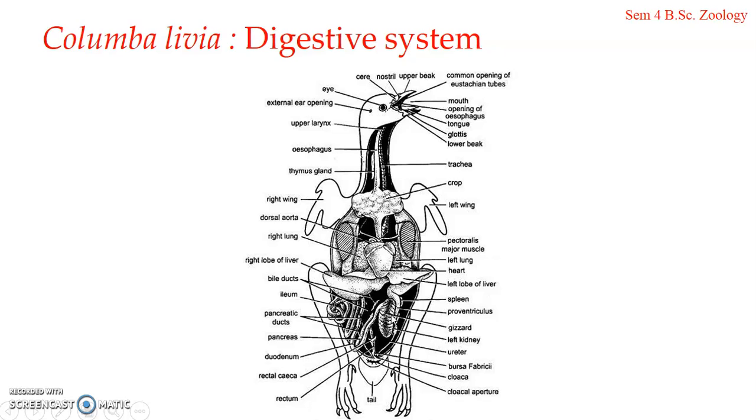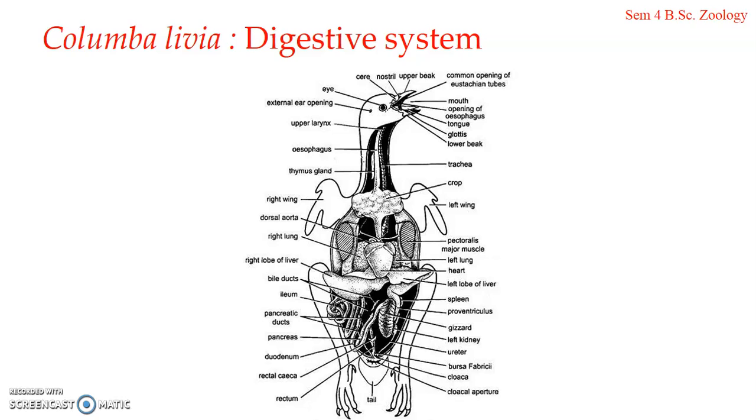Proventriculus is the anterior part of the stomach, and it is glandular in nature. It is a small, thick-walled glandular structure that appears externally as a slight dilation of the esophagus. So it is just slightly wider than the esophagus, but it is a gastric structure. Its thick mucus lining secretes the gastric juice.